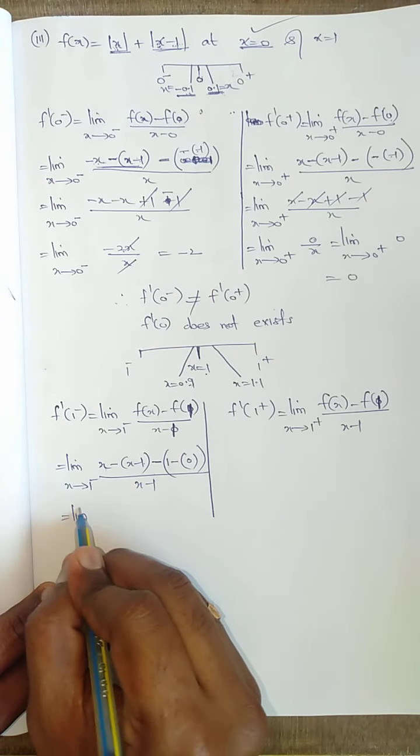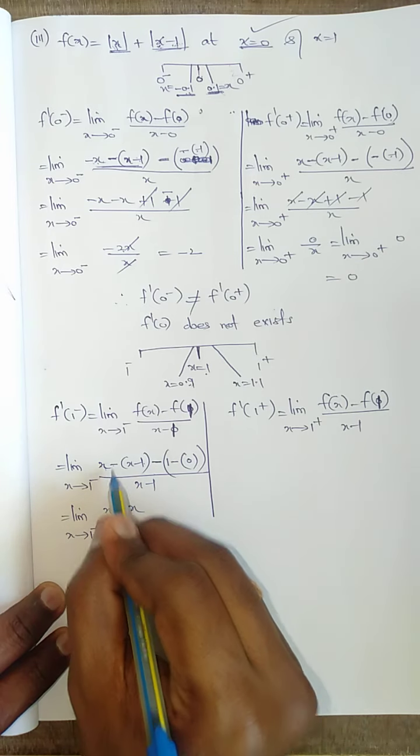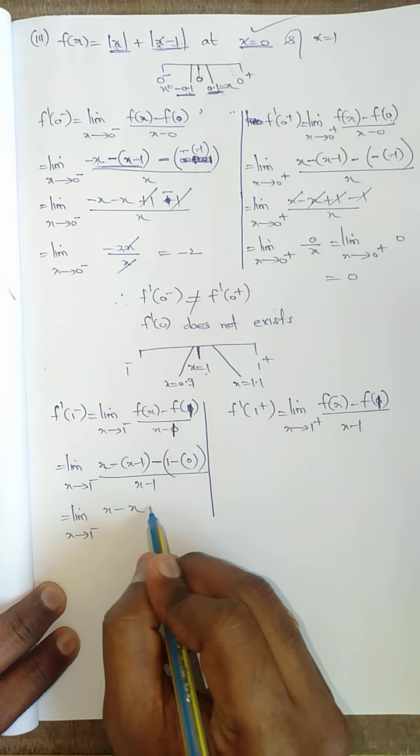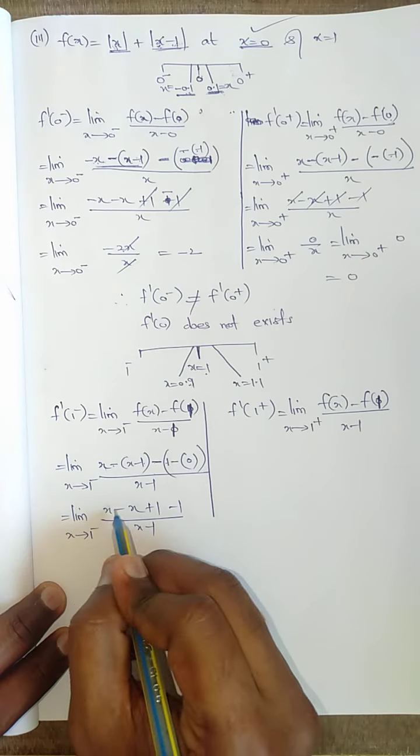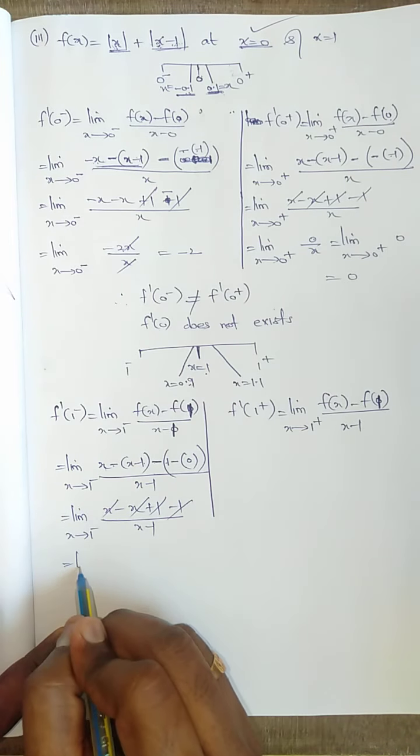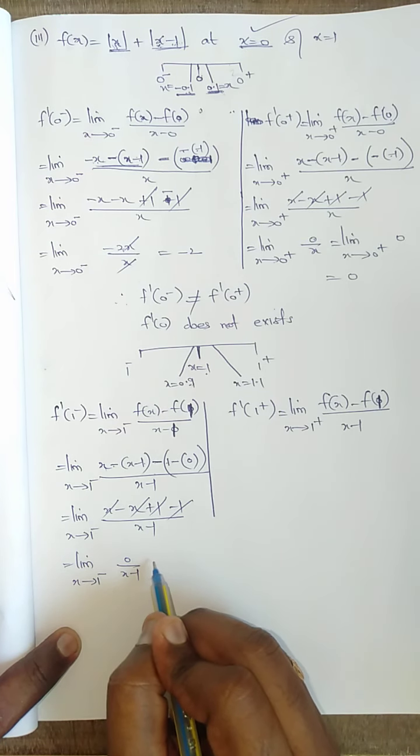So limit x tends to 1 minus, x minus x minus into minus plus 1, this is minus 1, divided by x minus 1. x minus 1 both will be cancelled. Tends to 1 minus, 0 by x minus 1.